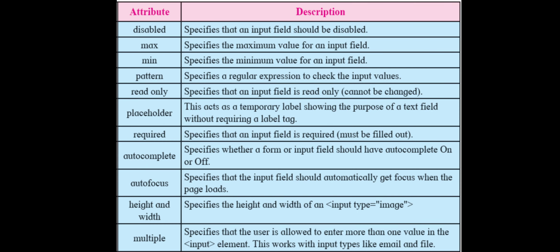So this table consists of different attributes which can be used with the input tag to apply restrictions to the controls. So today we will see each one individually, how it is created, how it works, and the output of the same in the browser. So let us move to the next slide.